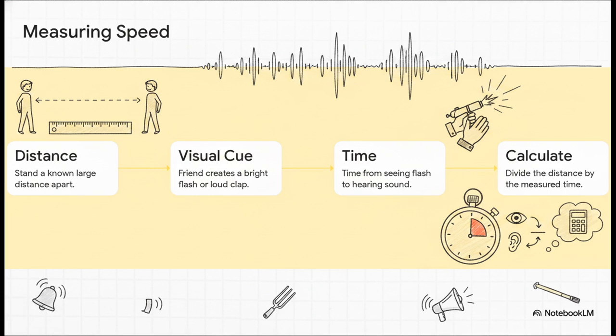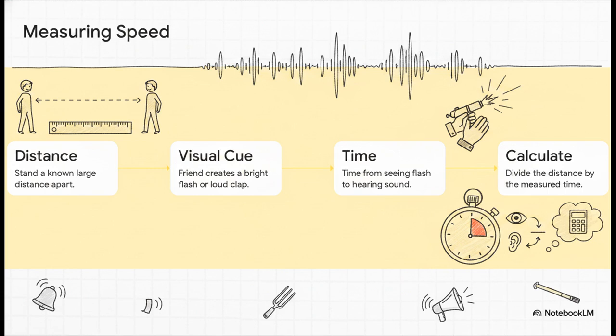Second, your friend creates a visual cue along with a really loud sound, like clapping huge blocks together or firing a flare gun. Third, you start your stopwatch the exact fraction of a second you see the clap or the flash, and you stop at the moment you hear the bang. Finally, you calculate the speed by dividing distance by time.